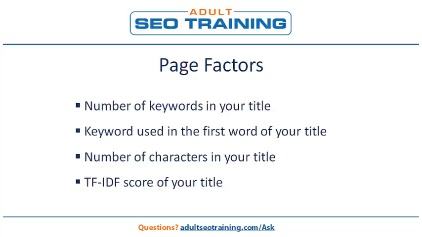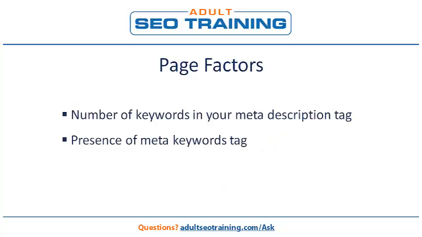So it tells them how important a given word is within the page, or the title, or whatever's being scored. So the more relevant your title is for a particular word, the higher your score. All right, so next we're going to move on to your meta description and your meta keyword tags.